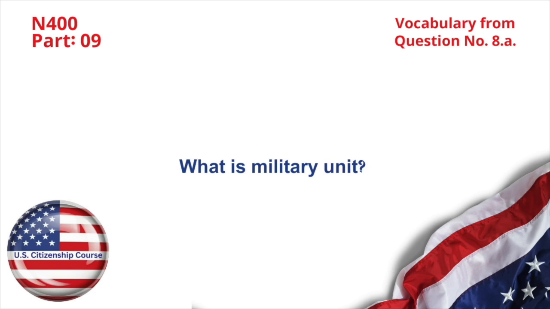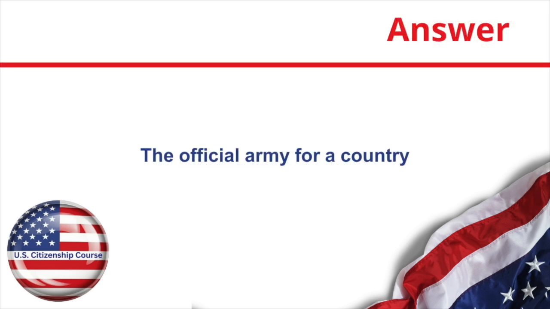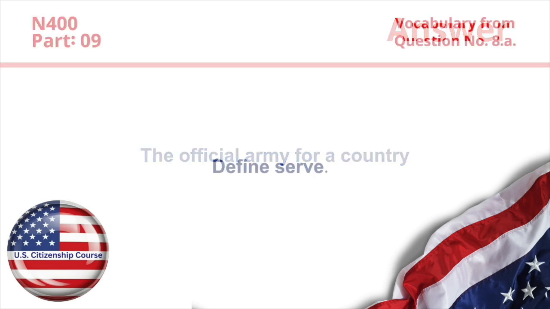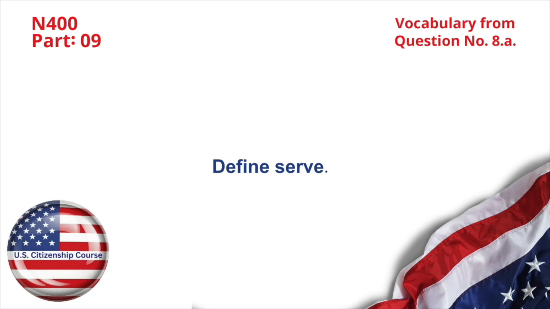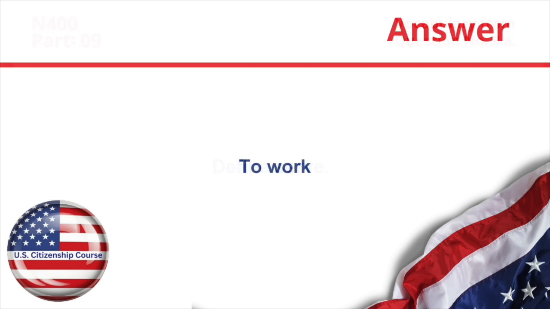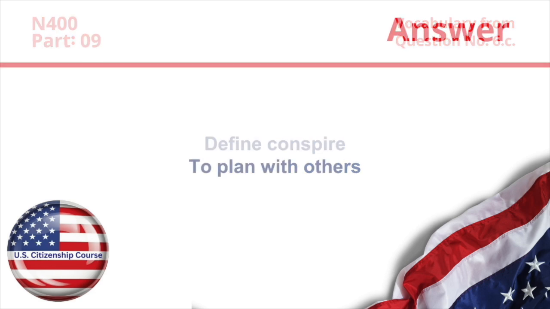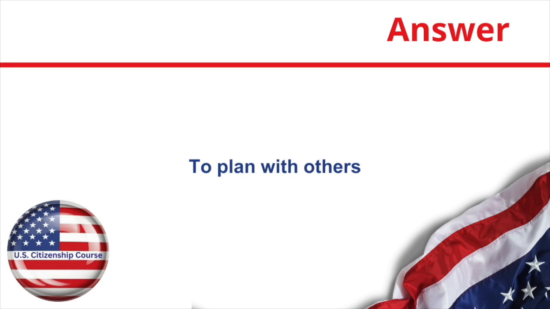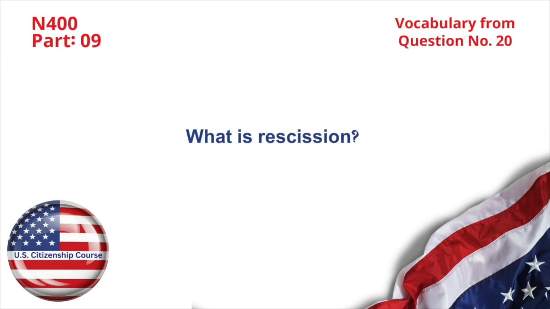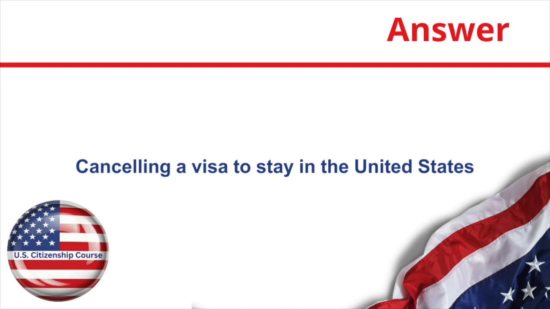What is military unit? The official army for a country. Define serve. To work. To help. Define conspire. To plan with others. What is rescission? Canceling a visa to stay in the U.S.